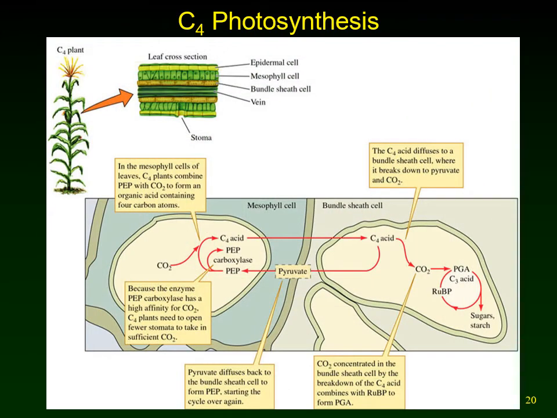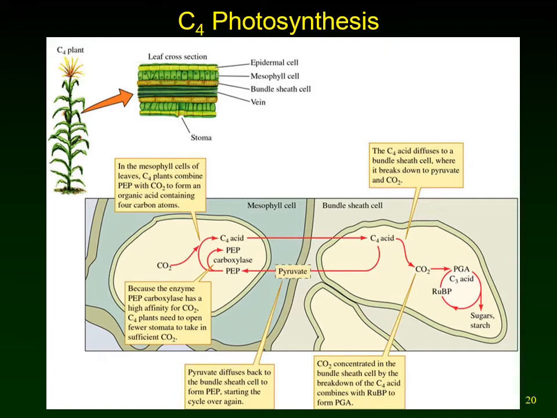This is a C4 plant, a corn plant. A lot of C4 grasses exist. They live in a drier environment, and so the evolution of this type of photosynthesis is predominant in the grass family. So corn is a very large grass plant.